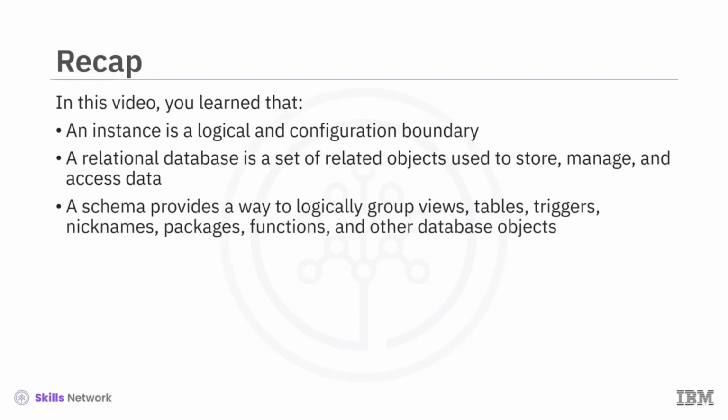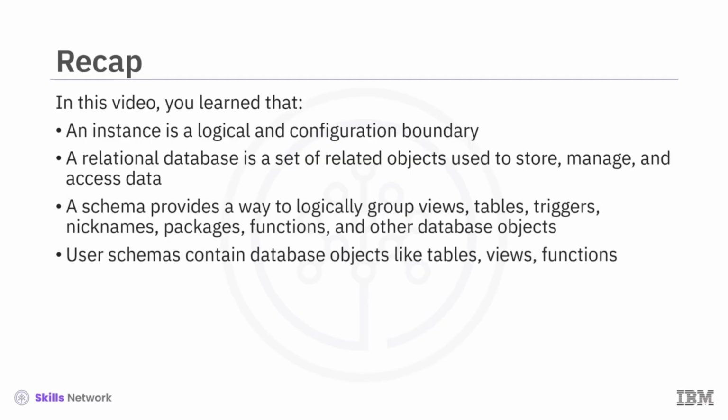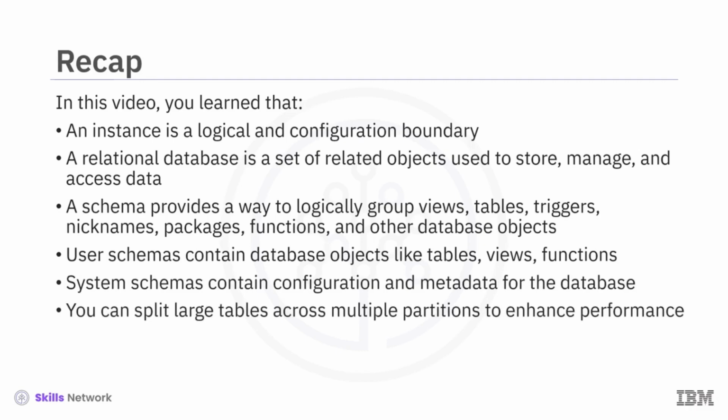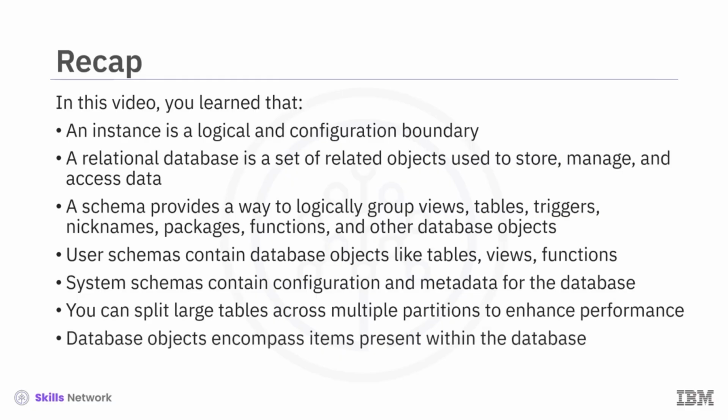A schema provides a way to logically group views, tables, triggers, nicknames, packages, functions, and other database objects. User schemas contain database objects like tables, views, functions. System schemas contain configuration and metadata for the database. You can split large tables across multiple partitions to enhance performance. Data objects encompass items present within the database.